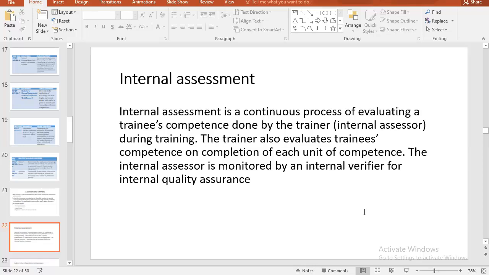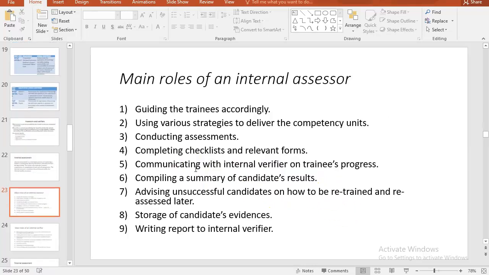And in our next lesson, we will stop there. We will continue from there next week, but we will start with the main roles of an internal assessor.